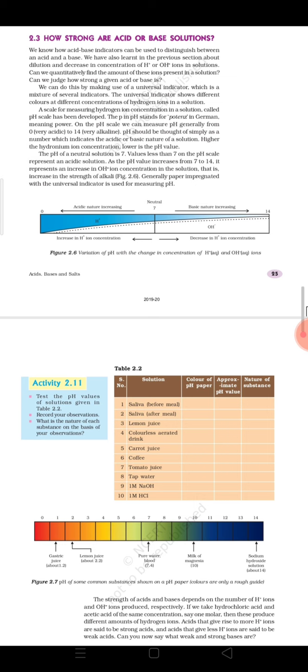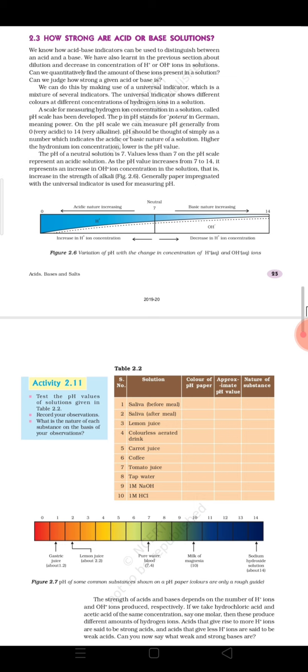The other thing, also based on the pH scale, is the pH meter. You will be using a pH meter when you study in higher classes. Here we will basically be discussing the pH scale, in the form of pH paper and universal indicator. We can do this by making use of a universal indicator, which is a mixture of several indicators. Please underline this. Sometimes they can ask in a 1 mark question what is the definition of universal indicator, or what do you understand by universal indicator.